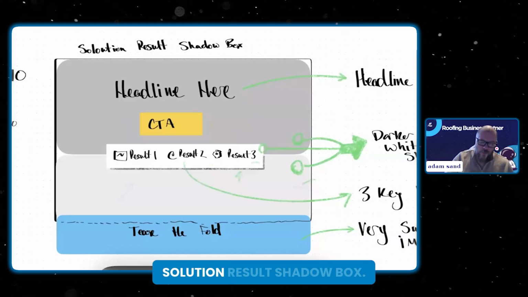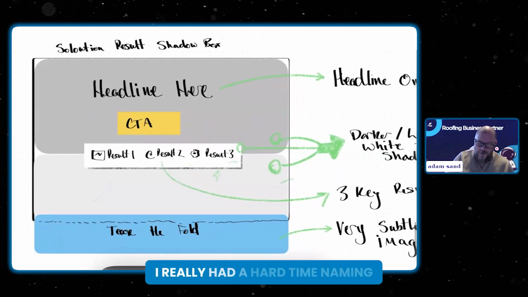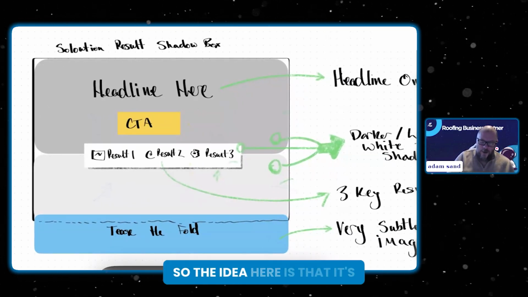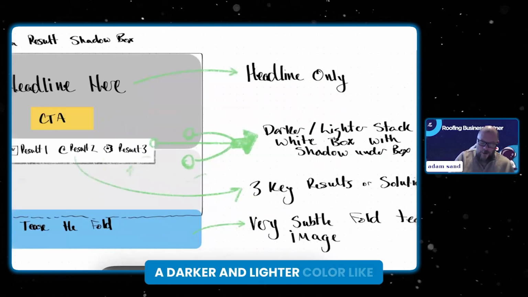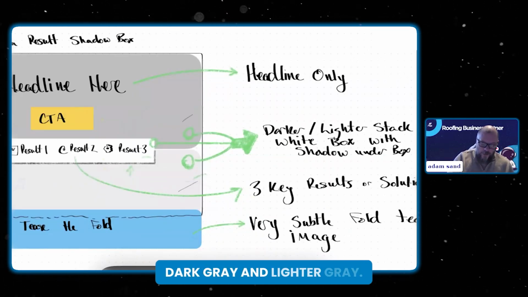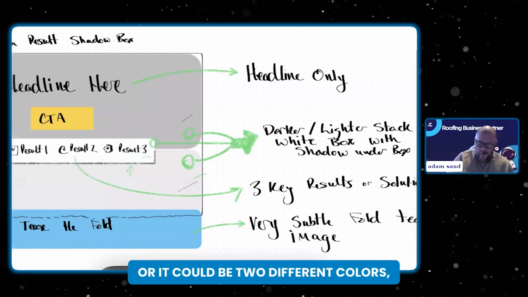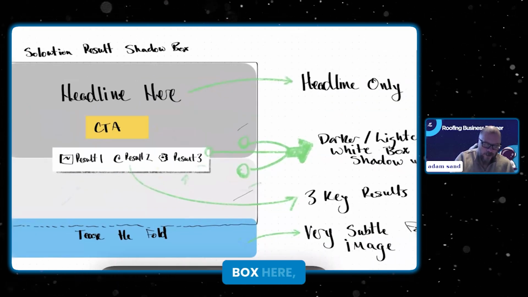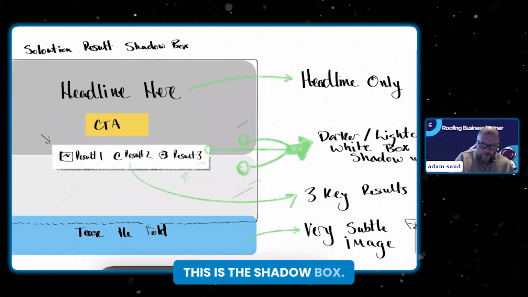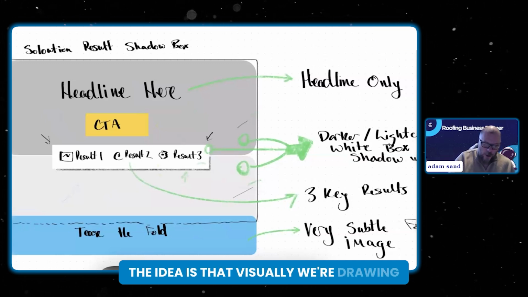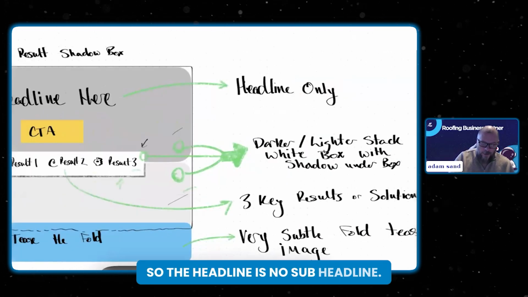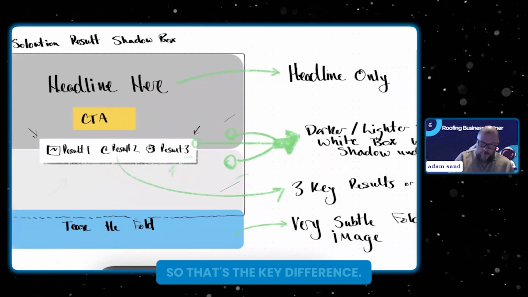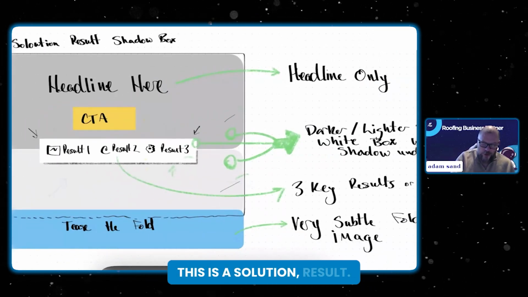So this is solution result shadow box. I really had a hard time naming this one. So the idea here is it's a very simple background, a darker and lighter color, like dark gray and lighter gray, or it could be 2 different colors. But the idea is that the white box here, this is the shadow box. The idea is that visually, we're drawing attention to the results. So the headline has no subheadline. The subheadline is the results. So that's the key difference with this. This is a solution result.